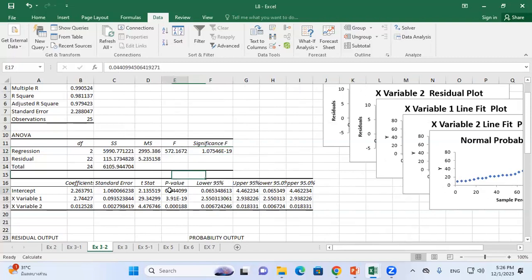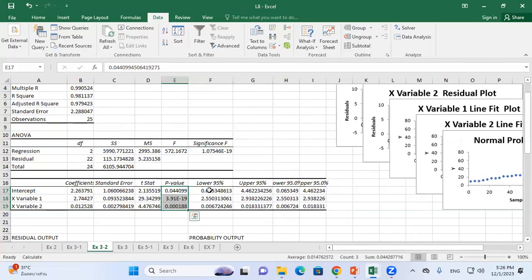So, this p-value is less than alpha. Less than alpha, that means you reject H0. That means beta 0, beta 1, beta 2 is not equal to 0, right? For this case. And also we have the confidence interval for each coefficient.